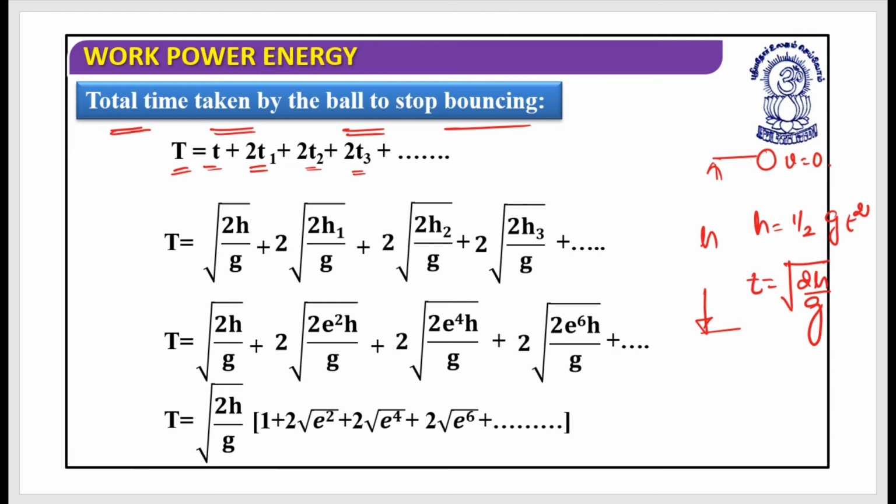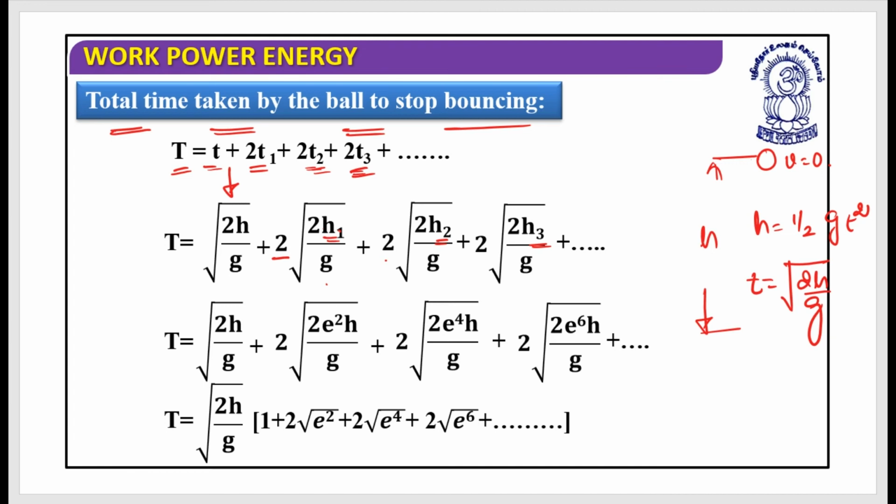So basically the things will be the same. This t could be written as root of 2h by g. This t1 could be written as 2 into root of 2h1 by g. This t2 could be written as 2 into root of 2h2 by g. This t3, 2 into root of 2h3 by g.